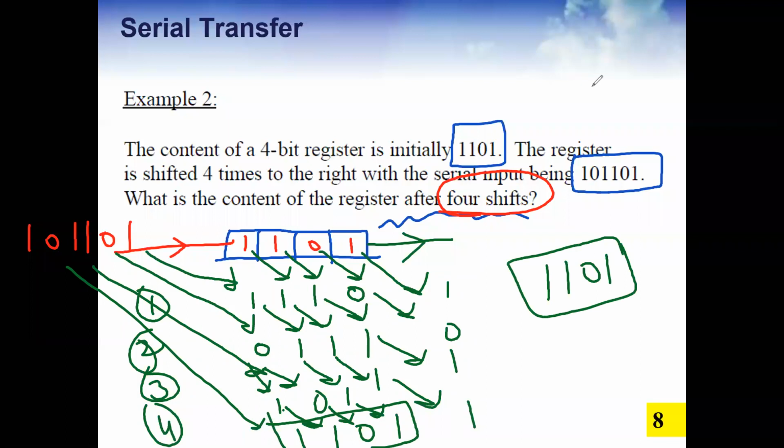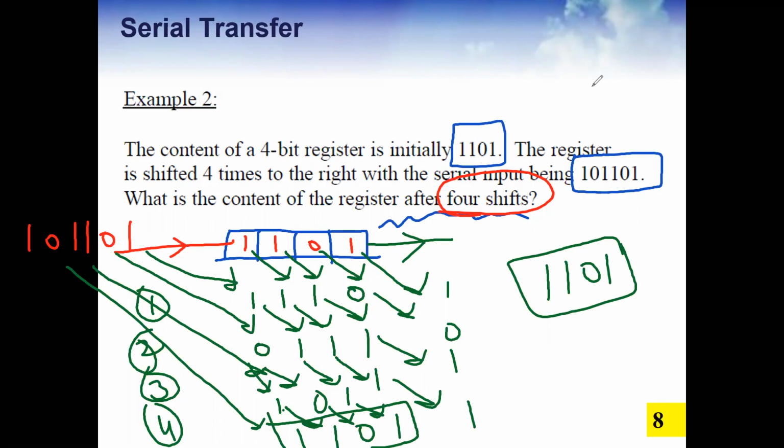Is it clear to all of you? Yes. Sure. Any questions? We solve the several numbers for each flip flop.